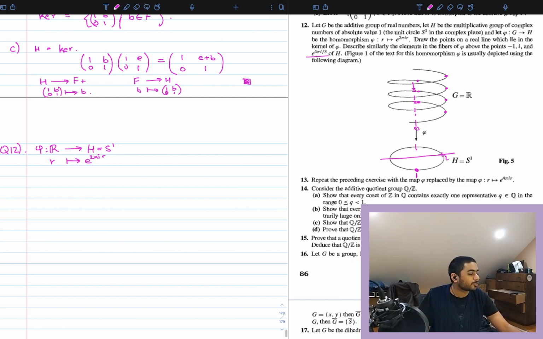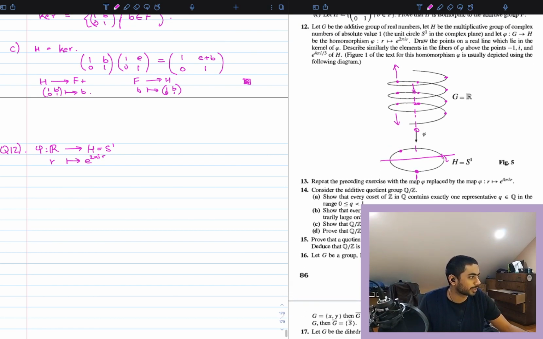And then e to the 4 pi i over 3. So this is what? This is 2/3 of the way around the circle. So 2/3 of the way around the circle is like here. So the fiber of this guy is all of these points back here, up this way and down this way. So hopefully this geometric picture makes sense. So I think that's about it for this question. We can just move on to question 13.